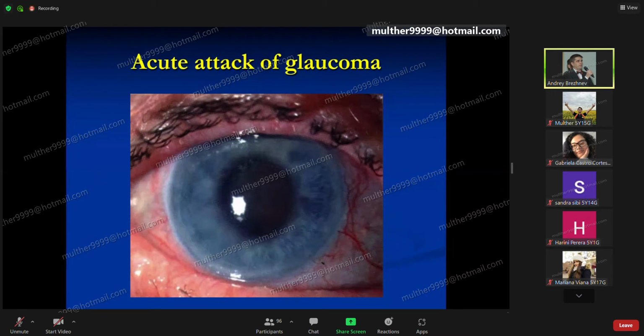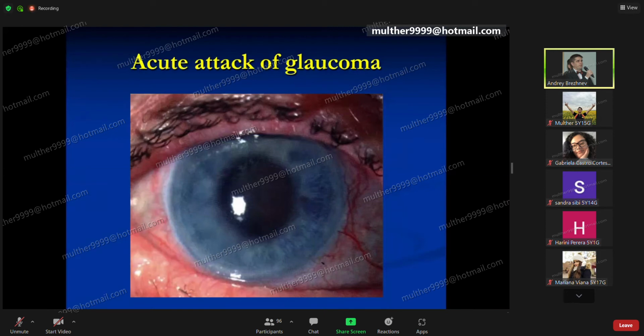Pupil is semi-dilated, vertically oval and fixed, no pupillary reaction. You see the partially dilated pupil. Optic disc is edematous and hyperemic. IOP is markedly elevated, usually between 40 and 70 millimeters of mercury. I remind you the upper border of the statistically normal intraocular pressure is 21 millimeters of mercury. In case of acute attack, it's 40 to 70 millimeters of mercury. So during palpation, digital tonometry, the eye is as solid as stone.